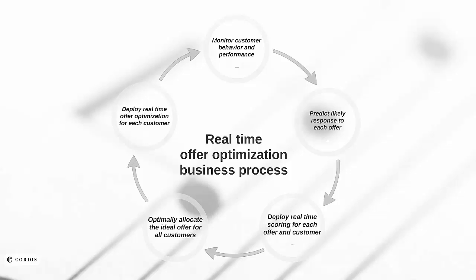Next, you'll bring that information into an offer optimization scenario to allocate the ideal offers for all customers given the scoring that you've developed in the prior step. Finally, you can deploy those offer optimization scenarios also in real time, again down at the customer level. As you continue to refine and reallocate new offer strategies for customers, you'll continue to monitor the customer behavior and the performance of those offers in the field so that you can continue to improve the efficiency of this closed loop process. Let's take a closer look at the next step, which is monitoring customer behavior and performance.